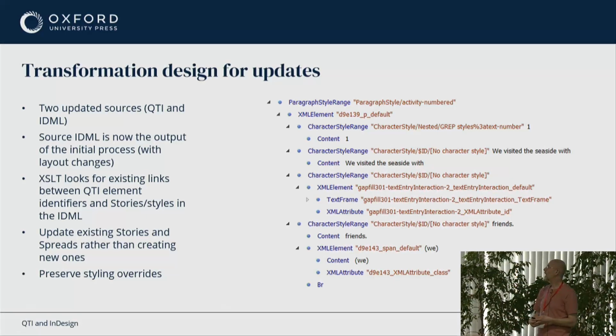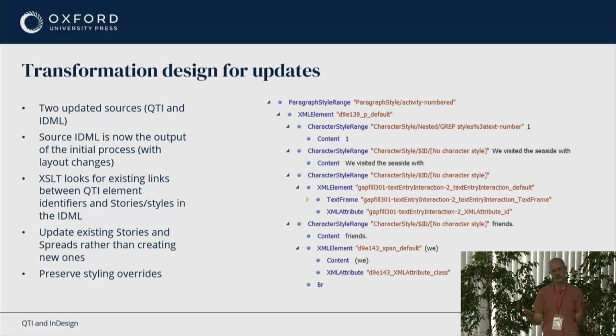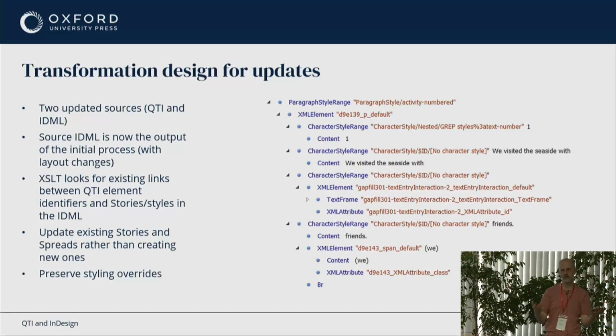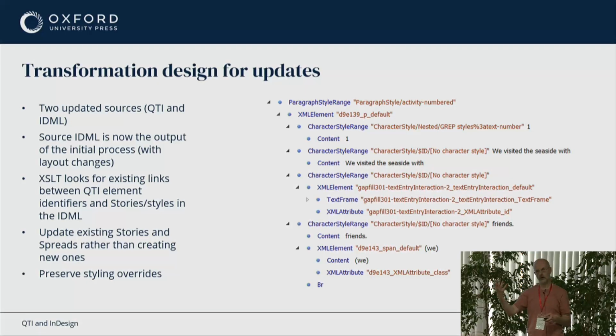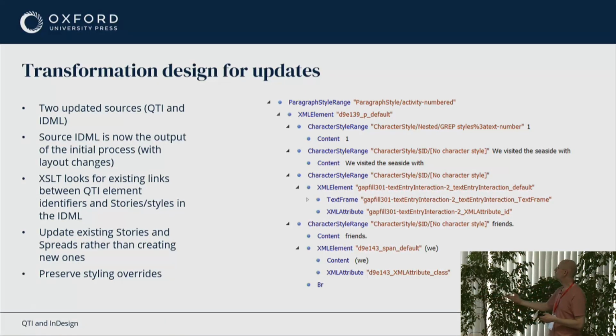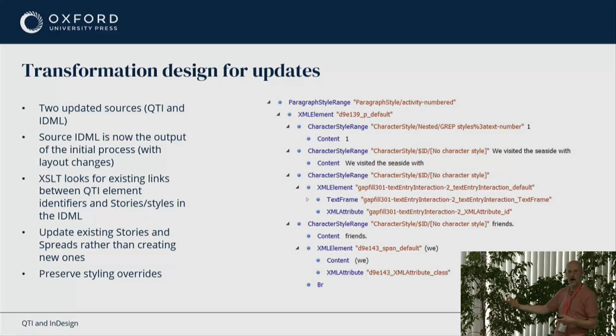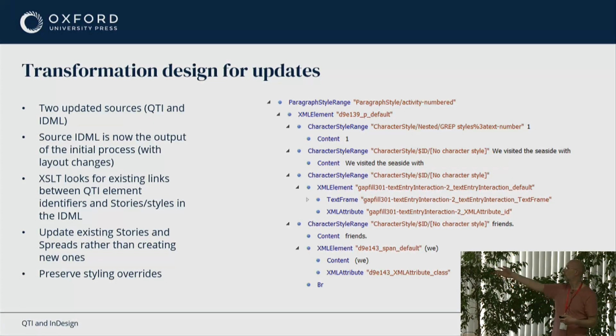So, how do we do this? We've now got two sources. We've got the updated source XML. We've got, instead of the blank template, the IDML output that's been updated. And this has got the imprint of the source QTI in it.